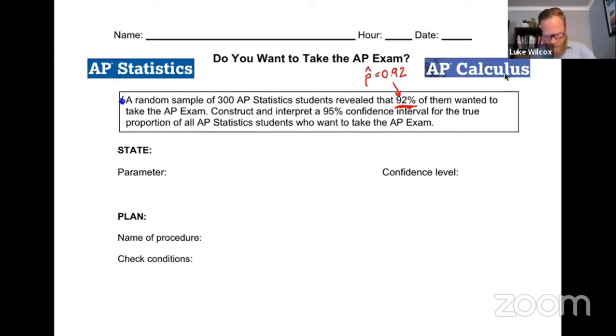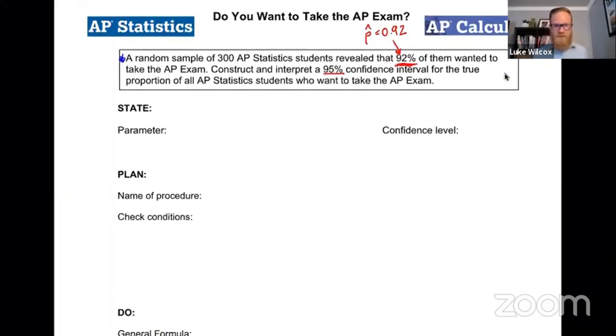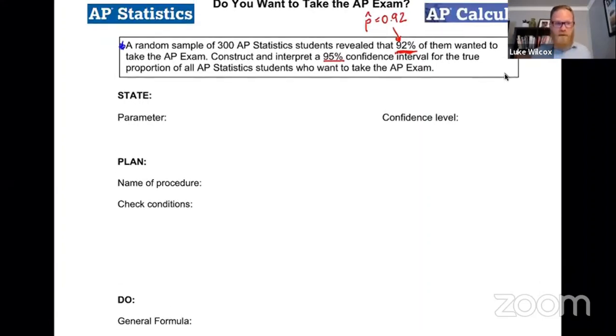Construct and interpret a 95% confidence interval for the true proportion of all AP statistics students who want to take the AP exam. All right, so you'll see our state, plan, do, conclude, and I've given us some hints about what needs to be included in each step. So let's start with the state here.